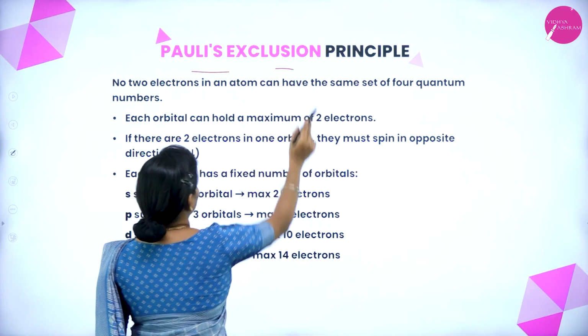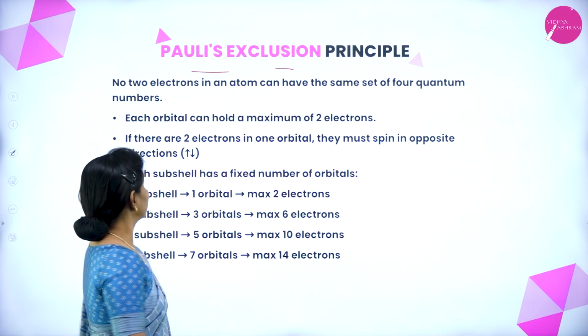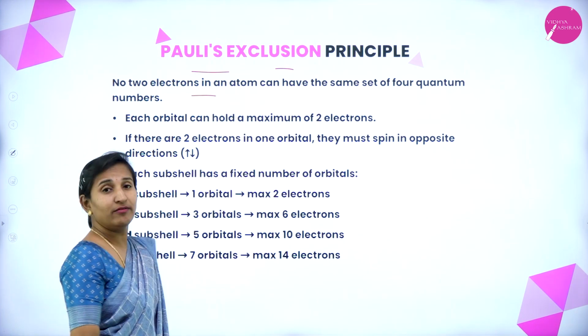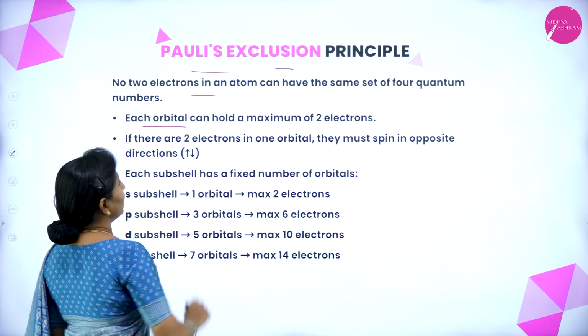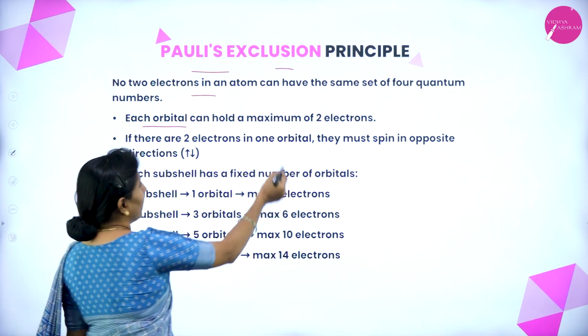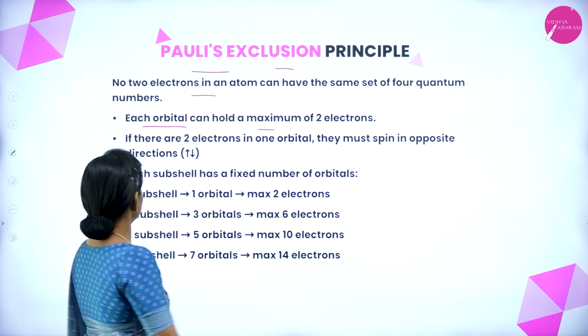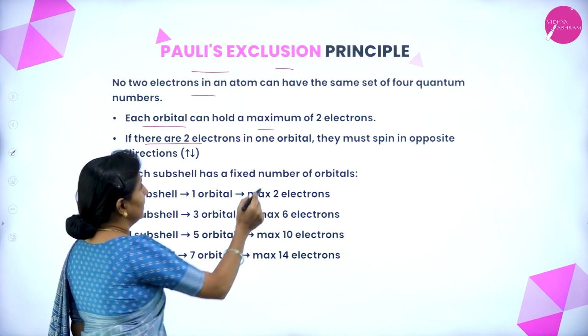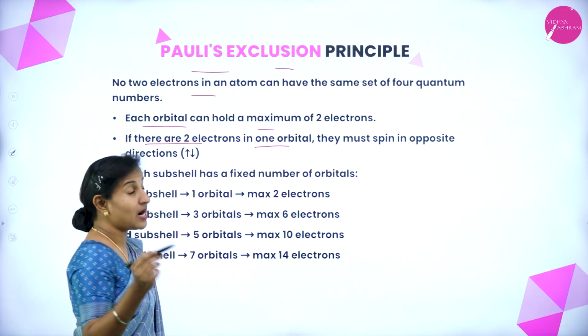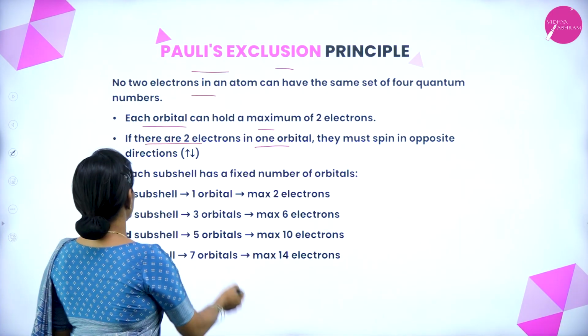Pauli's exclusion principle. No two electrons in an atom have the same set of 4 quantum numbers. Each orbital can hold a maximum of 2 electrons. If there are 2 electrons in one orbital, they must spin in opposite directions.